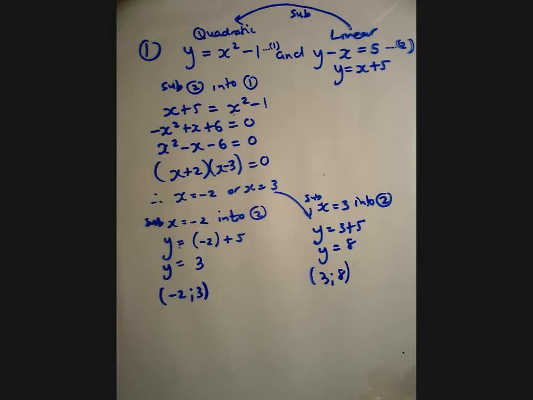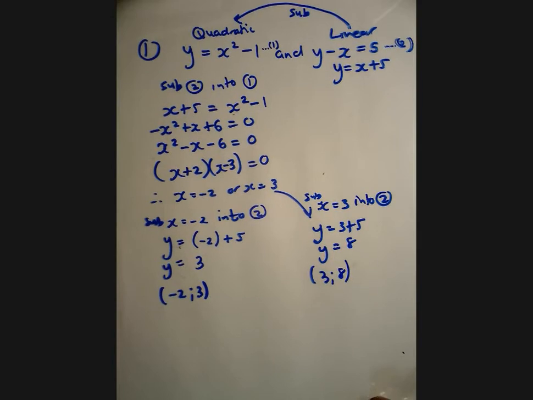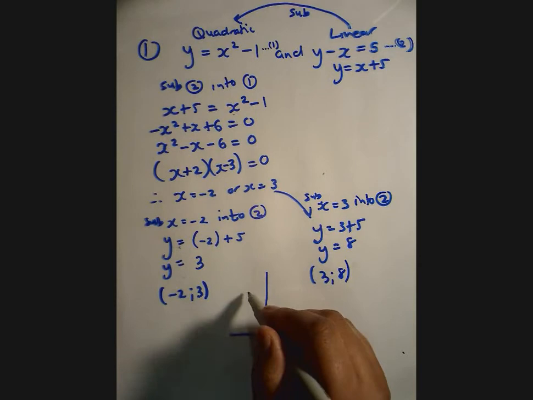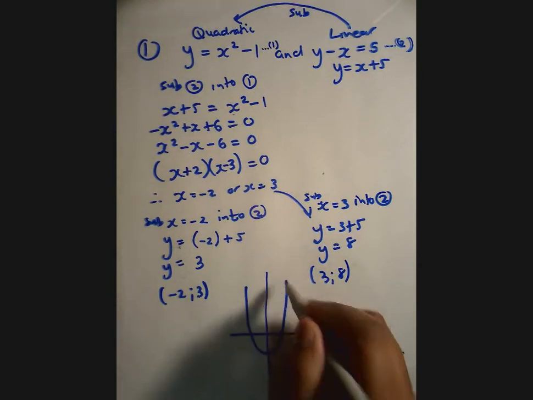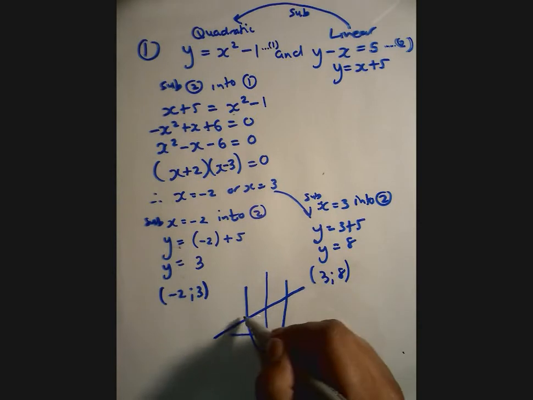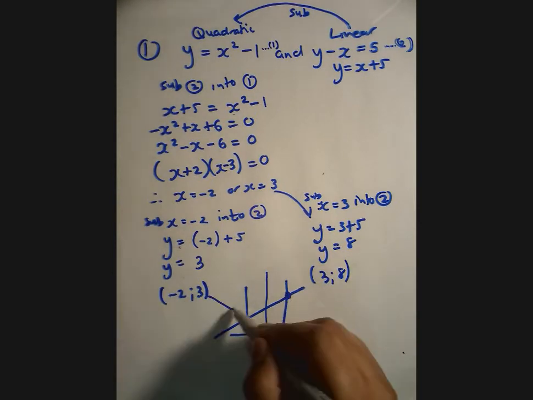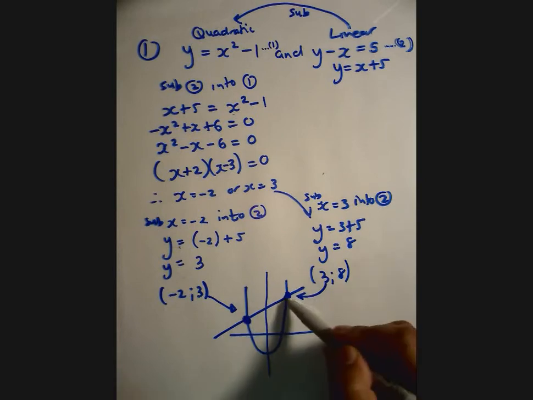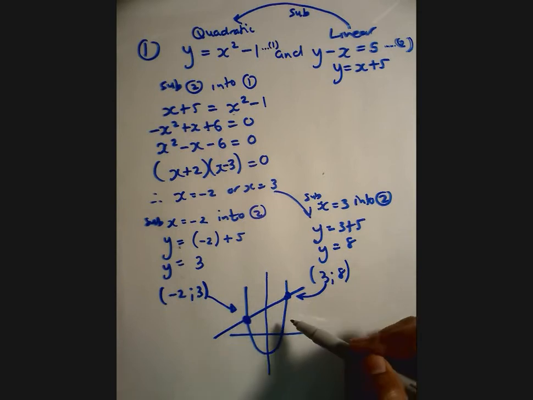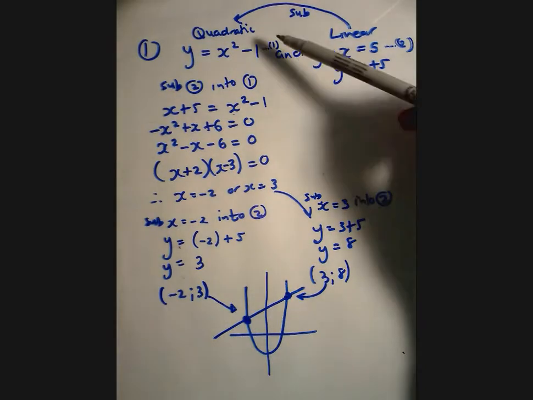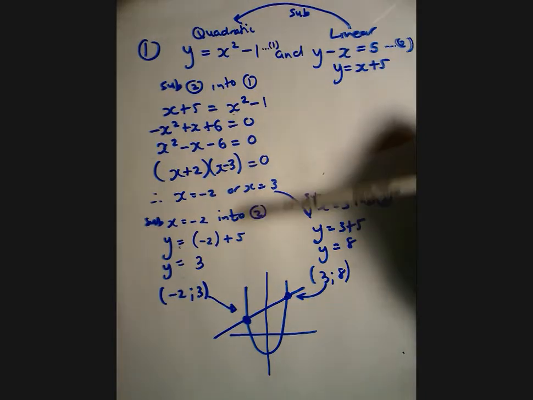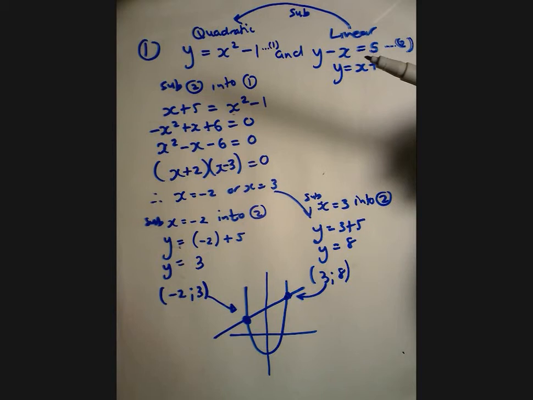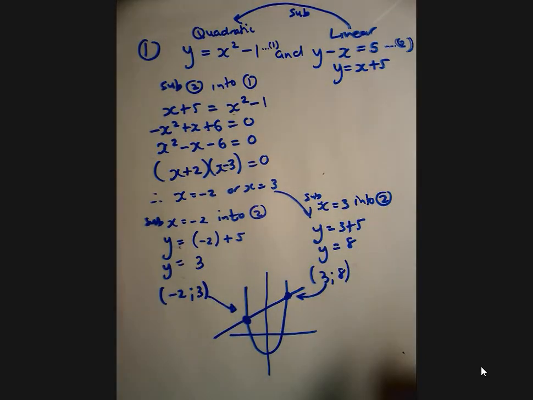Okay, so basically it will be like you have a graph, you have a parabola, you have a straight line, and the point here and the point here, this point will be negative 2 and 3, and this point will be 3 and 8. So the straight line is intersecting with the parabola at 2 points. So that's why when you have a quadratic, you're going to have 2 x values and 2 y values. When you had a linear, you had 1 x value and 1 y value. So this is a very easy one, the first type where you have x and y and you need to solve it simultaneously.